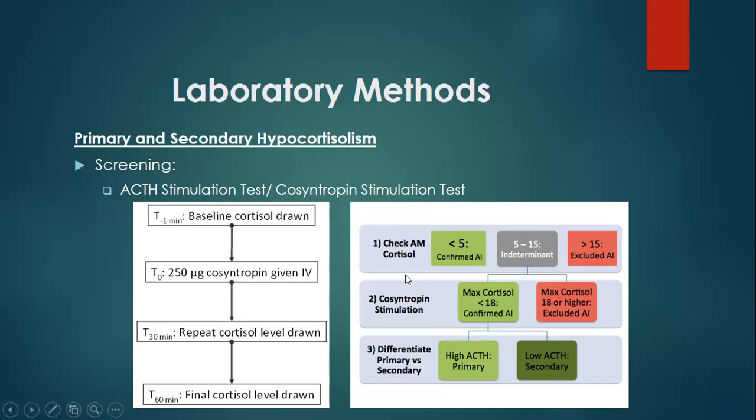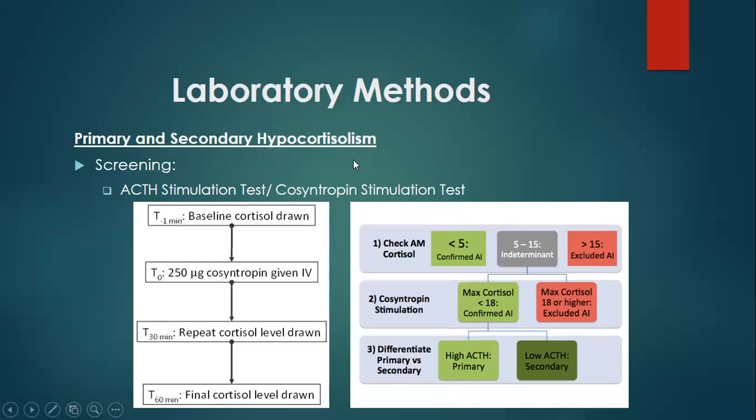Wherein after we have given an IV dose of cosyntropin, we keep on measuring your cortisol level. A cortisol level of less than 18 would confirm the presence of adrenal insufficiency. You would then differentiate primary from secondary.